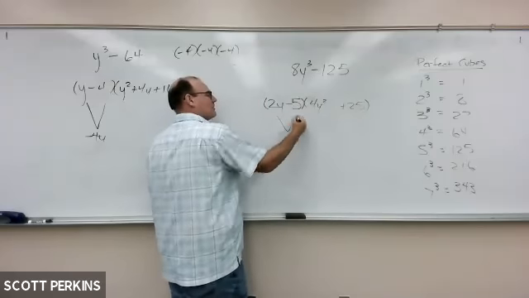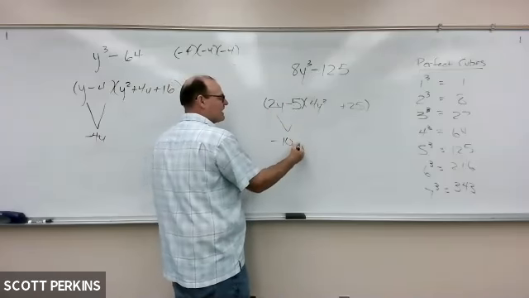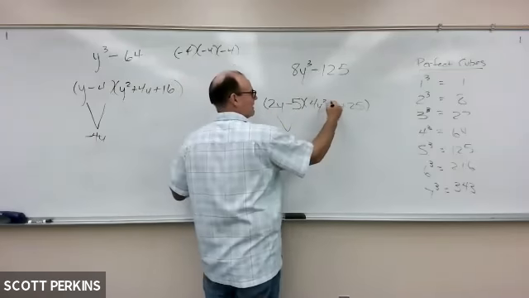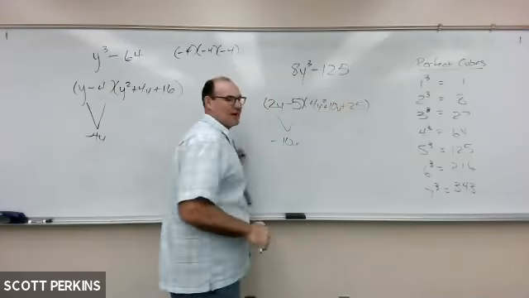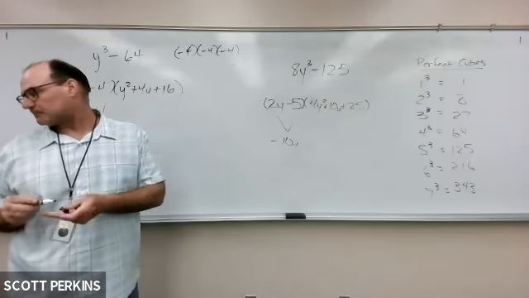And then for the middle term, I multiply these two things together. 2y times negative 5 is negative 10y. And I change the sign to become plus 10y. And there's my difference of cubes that has been factored.